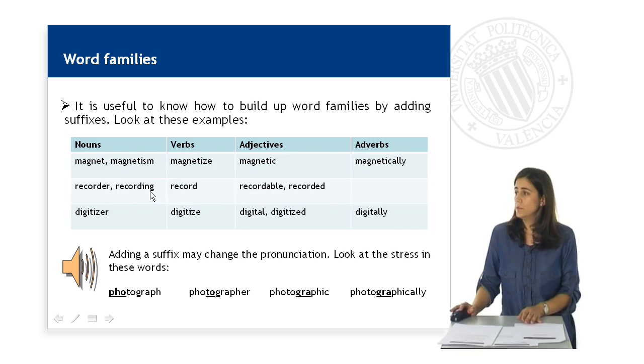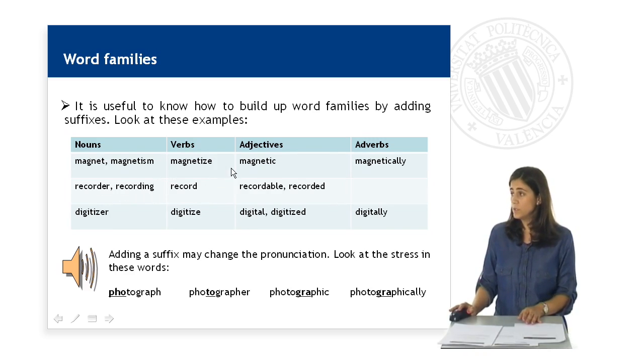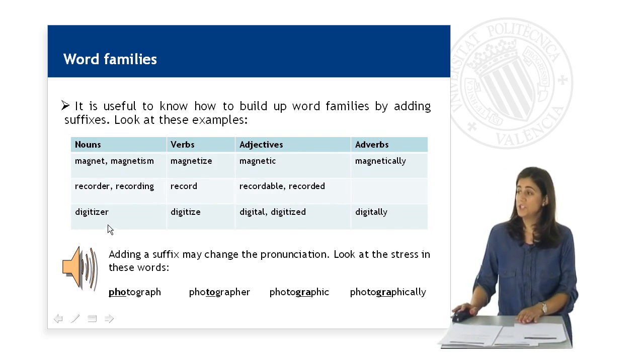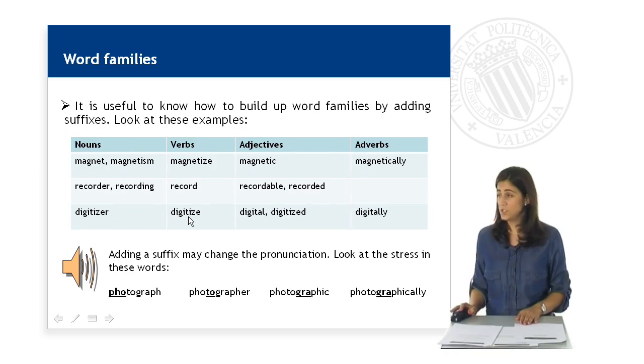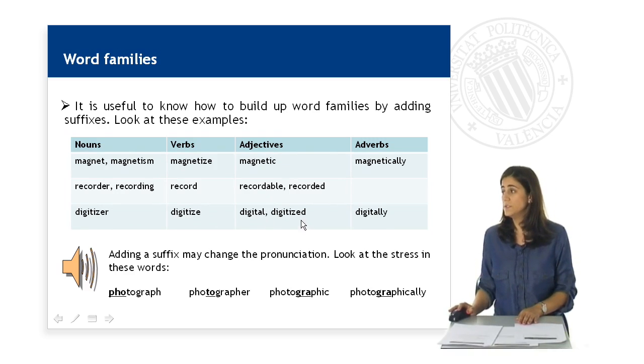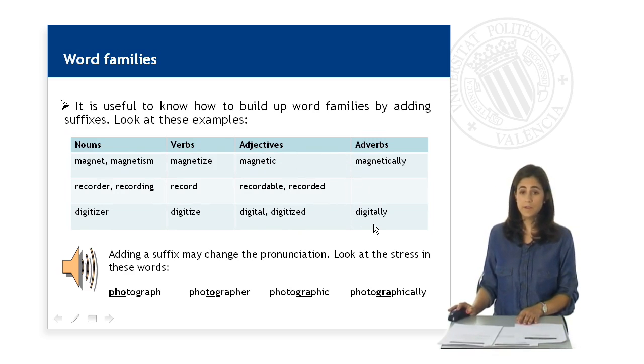From the verb record, we get the nouns recorder and recording. The corresponding adjectives are recordable and recorded. From digitizer, we have the verb digitize, suffix -ize, and then the adjectives digital and digitized. The adverb is digitally.